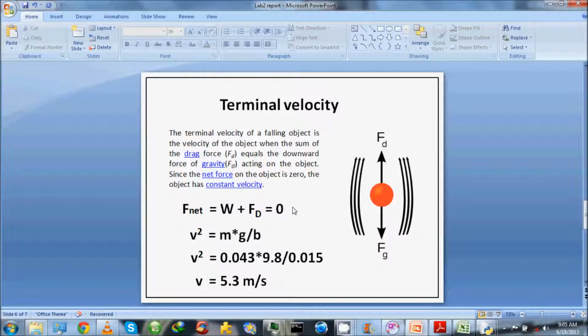As the net force at this point becomes 0, this velocity should remain constant. Feeding in the inputs from our model, the terminal velocity for our model turns out to be 5.3 meters per second. On the velocity versus time graph, our model should approach this velocity asymptotically.